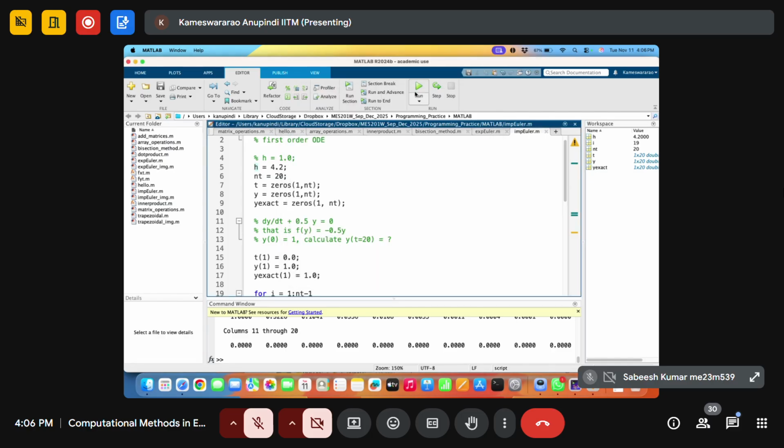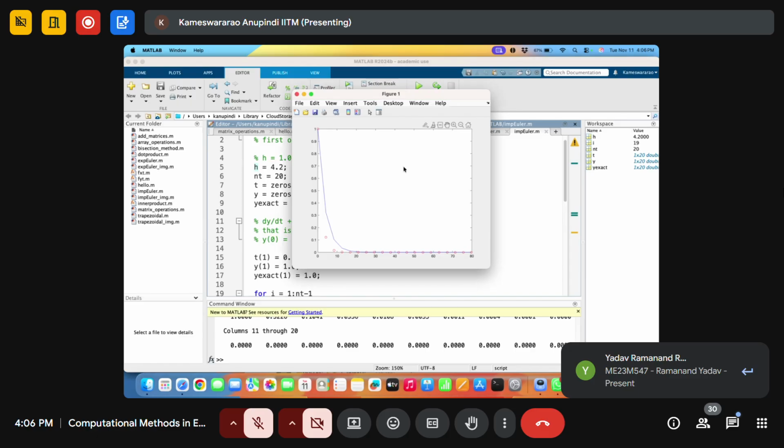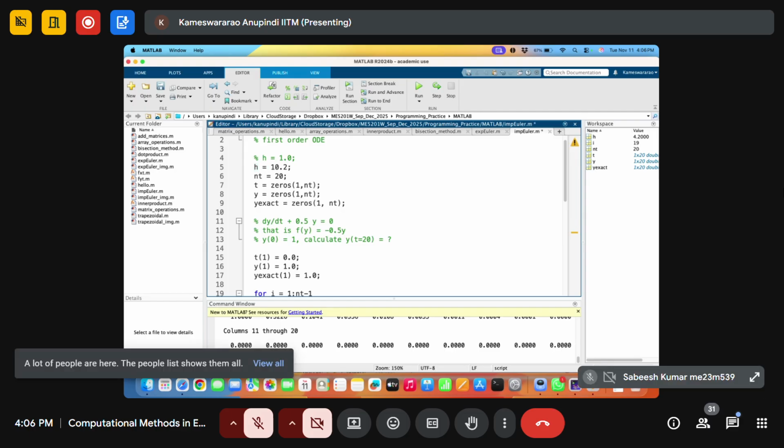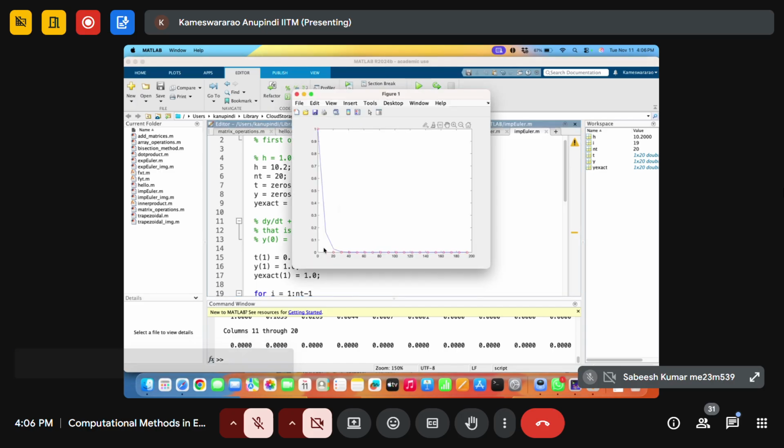Even with 4.2, you still get some good answer, right? It is not so bad. And I can even put in, let us say instead of 4.2, something like 10, and see. Now you see it has not followed the solution properly. There is a lot more difference, right? It should have decayed, but it is not decaying so much here.